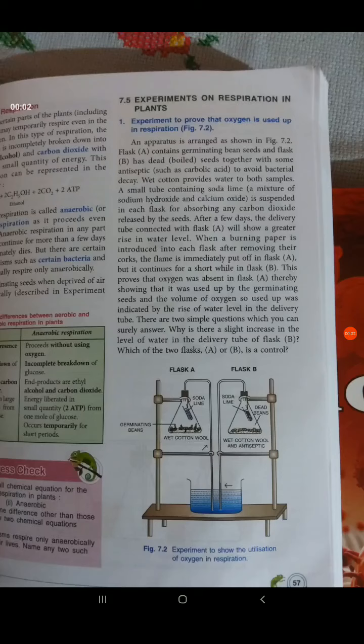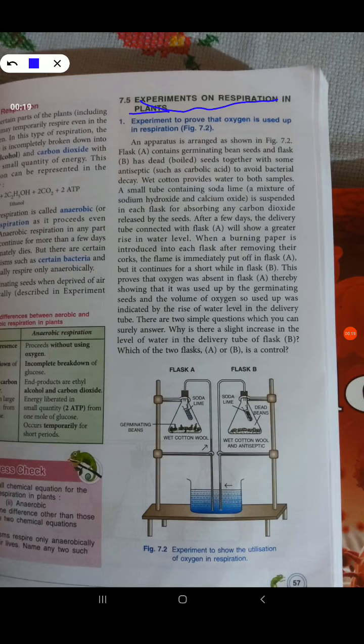Hello children, today we will do the next part of the chapter, that is experiments on respiration in plants. These experiments will prove that oxygen is taken in by plants during respiration, carbon dioxide is given out during respiration, and so on.